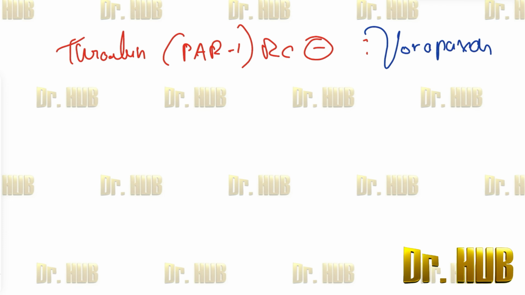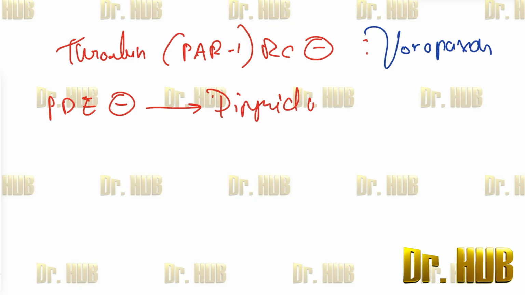Next moving on to the phosphodiesterase inhibitor. The phosphodiesterase inhibitor is dipyridamole.